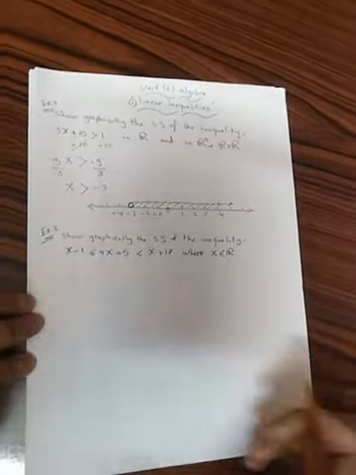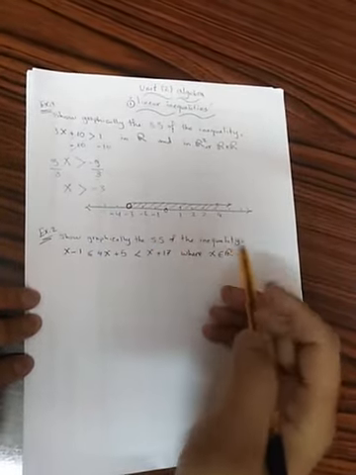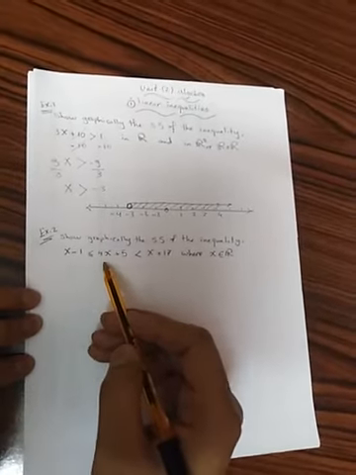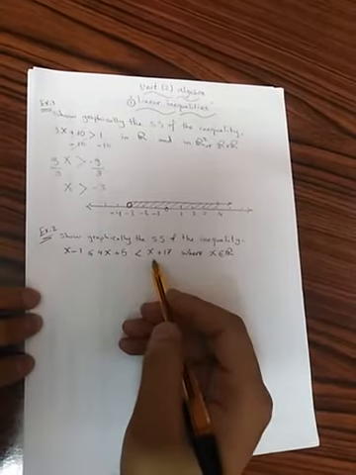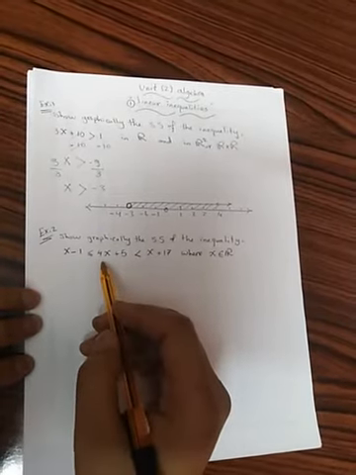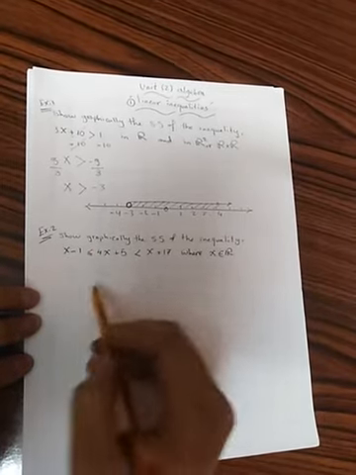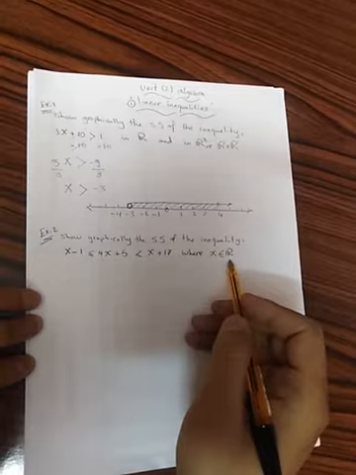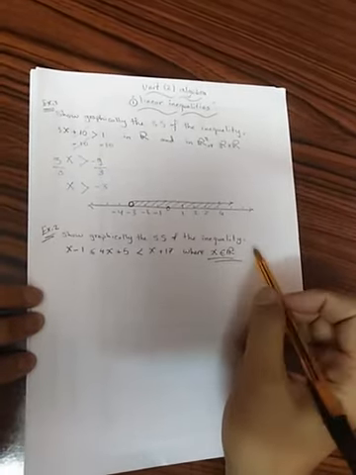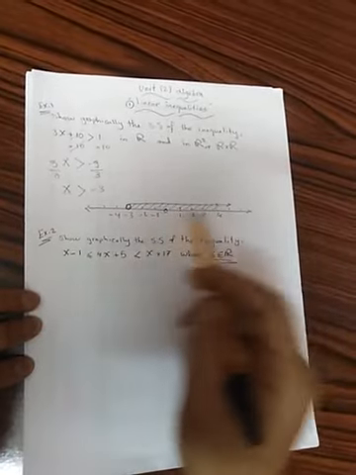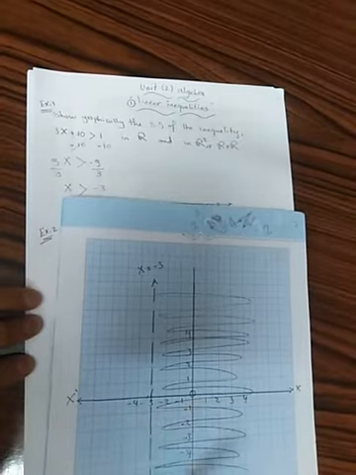Another one. Show graphically the solution set of the inequality x minus 1 less than or equal to x plus 5, less than x plus 17. We can read it as x plus 5 more than or equal to x minus 1 and less than x plus 17, where x belongs to R. Then I'll write it graphically on the number line, not on the lattice.